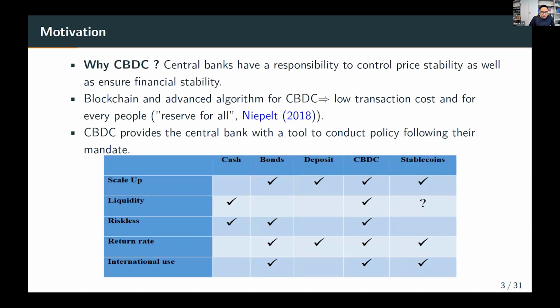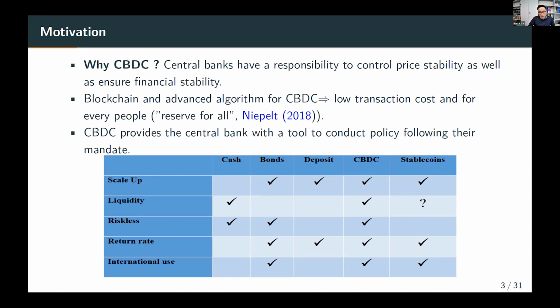But then central banks need to step into this game and react to the recent developments in blockchains, digital currency, and digital assets, because they have the responsibility to control price stability in their own country, as well as output growth, and at some point to ensure financial stability. Second, if a group of developers can use blockchain and other algorithms to issue a coin or a digital currency, why can't central banks do it?